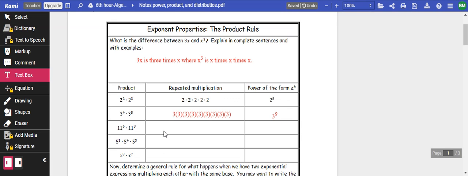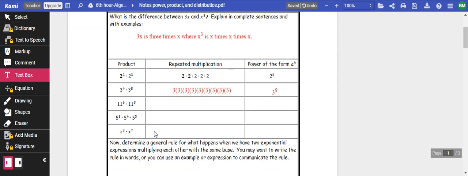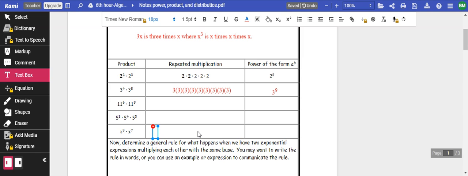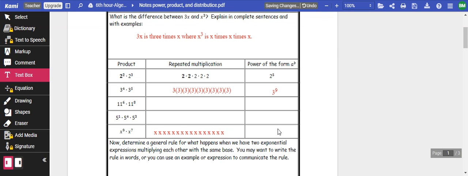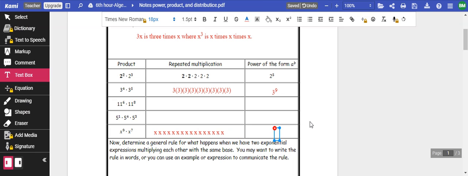If we count all those, we end up with 3 to the ninth. Hopefully we're starting to get it, and I'll go over more of these in class. I'm just going to skip down to this last one so that this isn't horribly long. I'm going to put a space between each of these because they're multiplying. X to the ninth, so we've got 1, 2, 3, 4, 5, 6, 7, 8, 9, and x to the seventh, 1, 2, 3, 4, 5, 6, 7. We end up with x to the 16th.